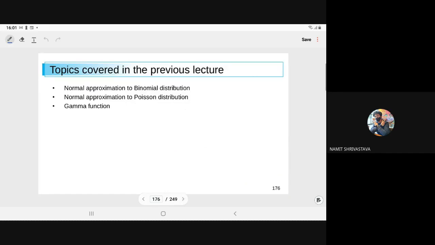In the last class, we covered the following topics: normal approximation to binomial distribution, normal approximation to Poisson distribution, and we have taken the idea of the gamma function. So here, we always have to take care about the half unit correction.